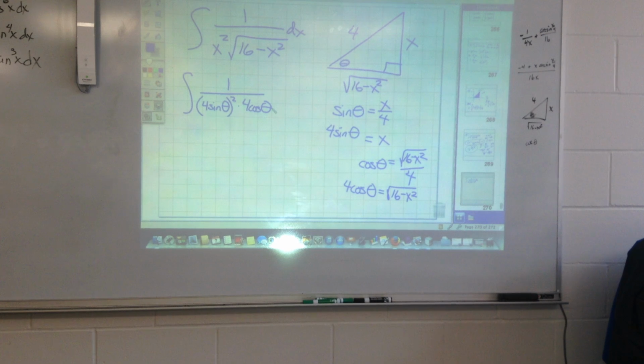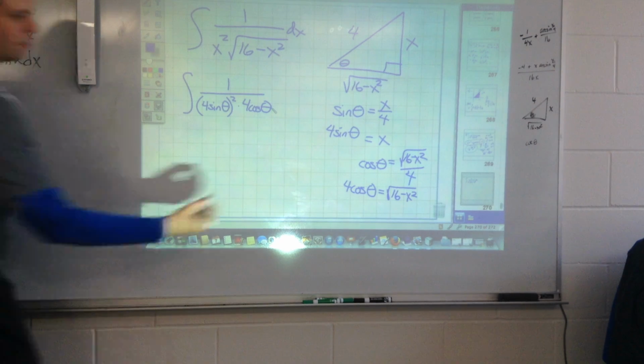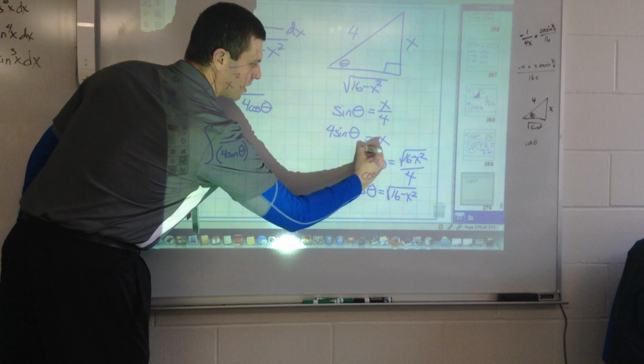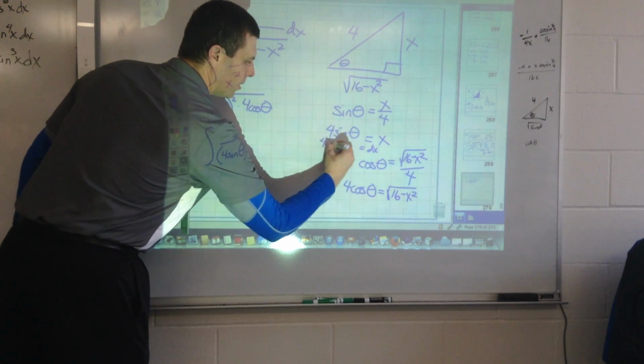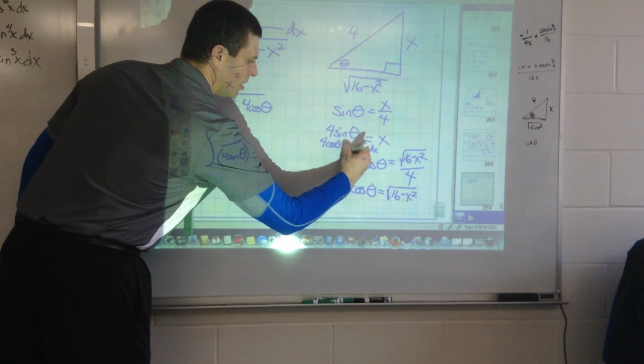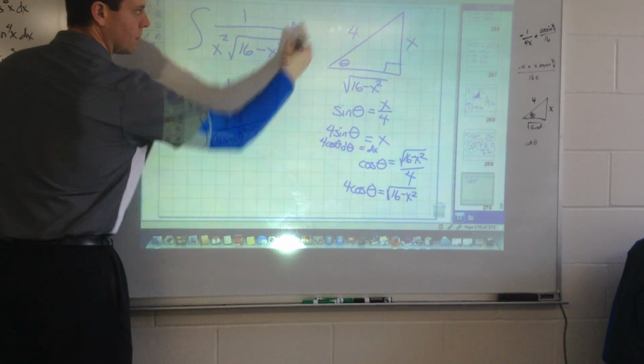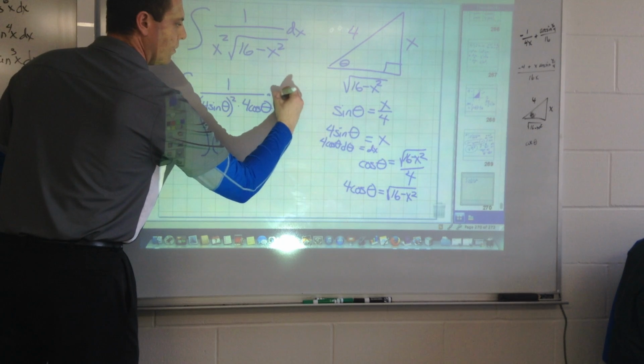Now the only thing I have left to replace is the dx, which if x is equal to this, then dx would equal 4 cosine theta d theta. Because you're taking the derivative of both sides. And so then you just put that to the right side. So then the dx is 4 cosine theta d theta.